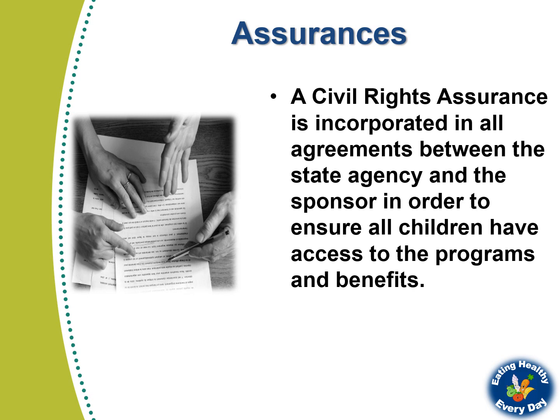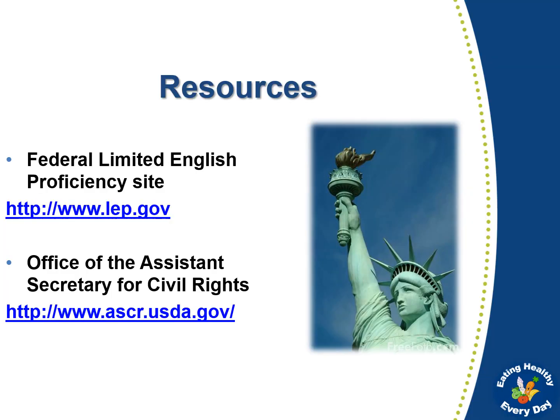Assurances. Most importantly, a civil rights assurance is incorporated in all agreements between the state agency and sponsor. This is to ensure all children have access to the programs and benefits. Resources. More information and printable forms may be found at USDA's Civil Rights webpage. The Limited English Proficiency website is also available with assistance and tools for use.